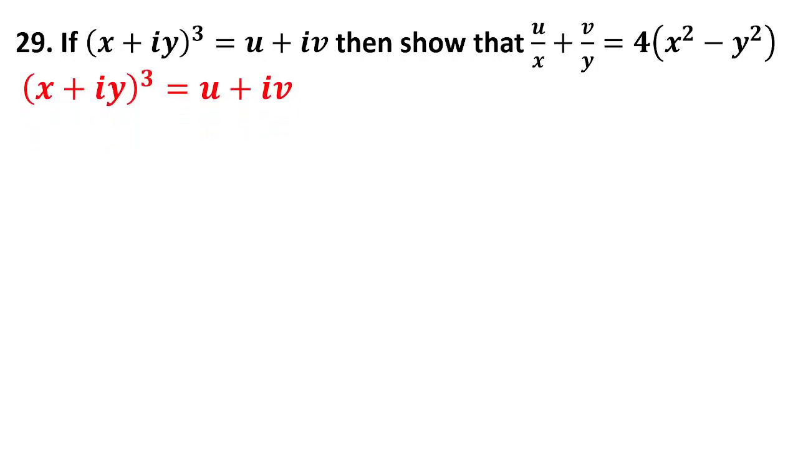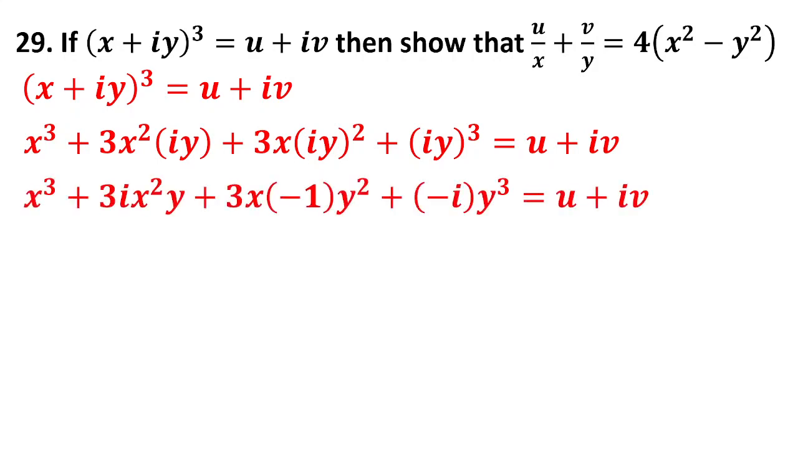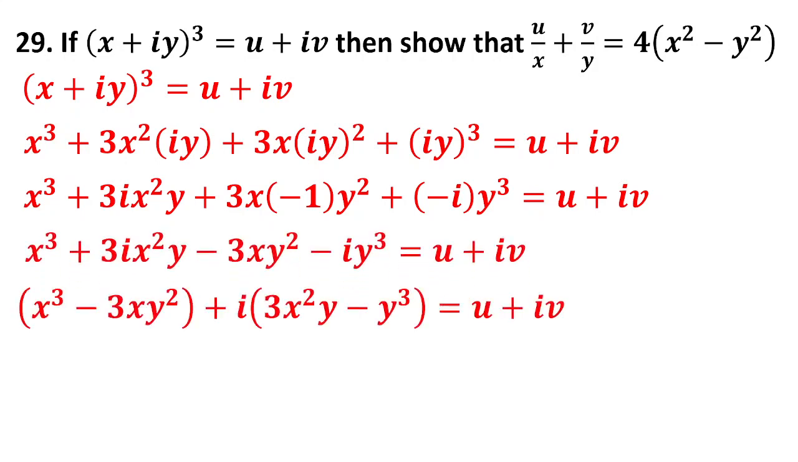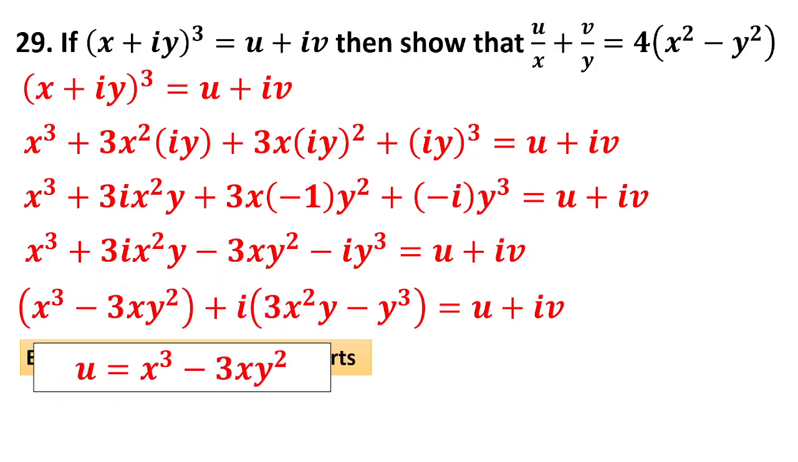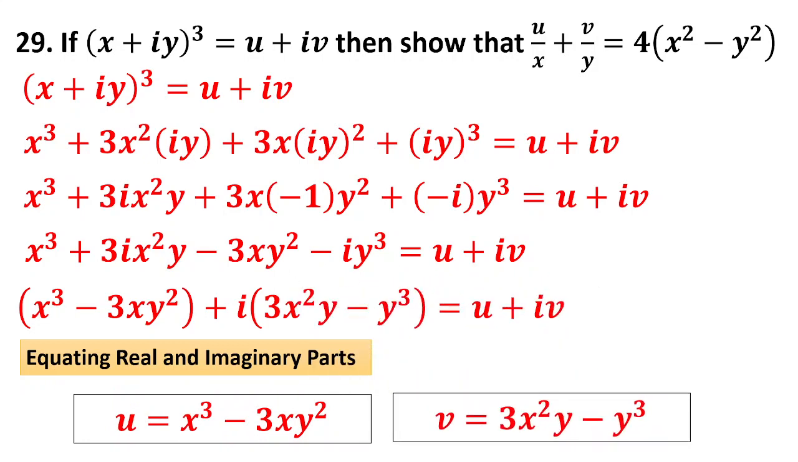Let us do it. (x plus iy) the whole cube is u plus iv. Expand the left hand side. You know that i square is minus 1, and i cube is minus i. We are using it. Collecting the real part and imaginary part and equating with the right hand side, you will get u is equal to x cube minus 3xy square and v is equal to 3x square y minus y cube.